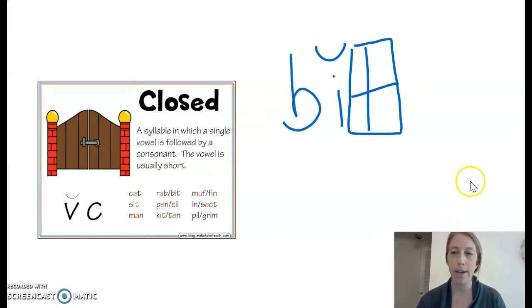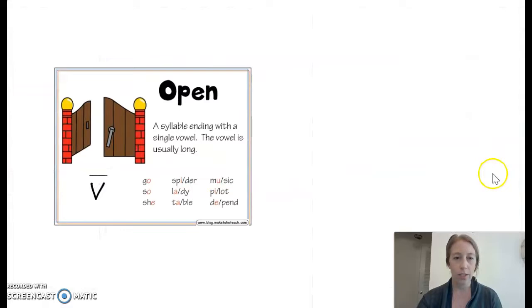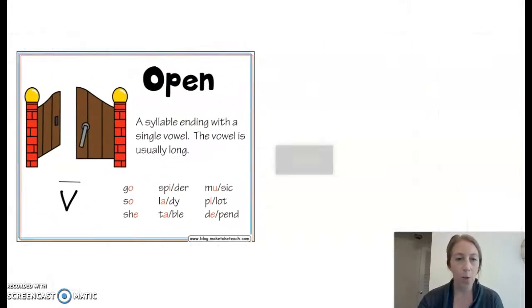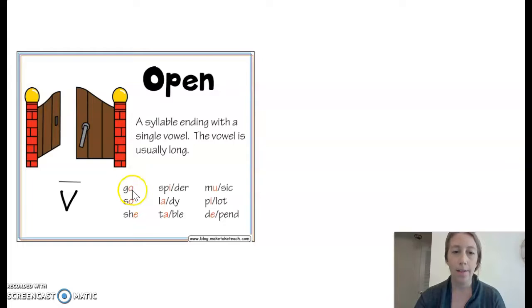All right, let's take a look at another common syllable, which is the open syllable. In an open syllable, the vowel will be making a long sound or saying its name. So you can see some examples: go, so, she. The vowel is saying its name: O, E. In this word, spider, spy is an open syllable because the door is open and it's saying a long sound. Spider. A lot of words we look at can have an open syllable.